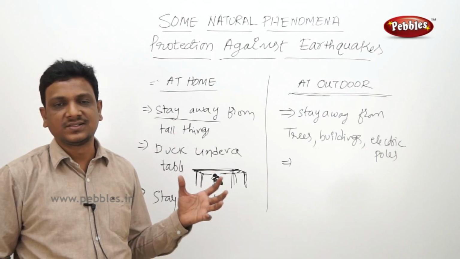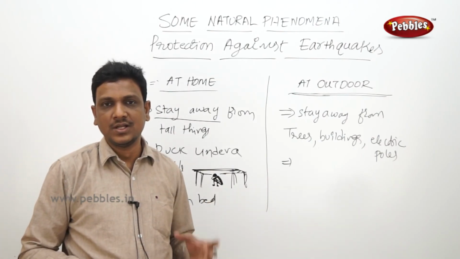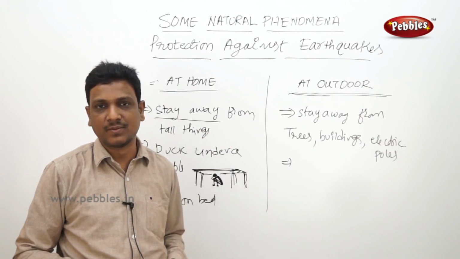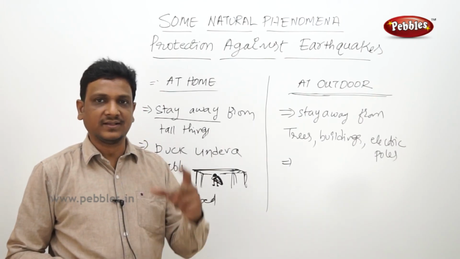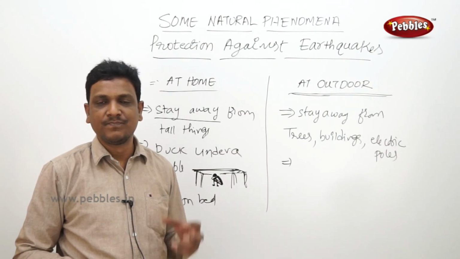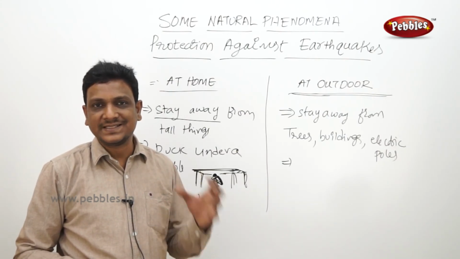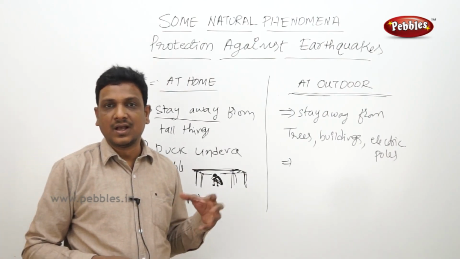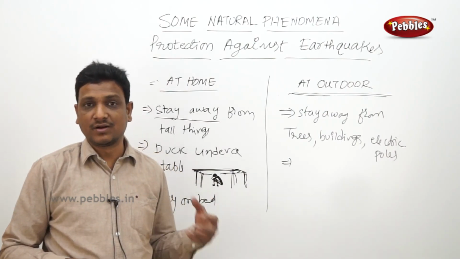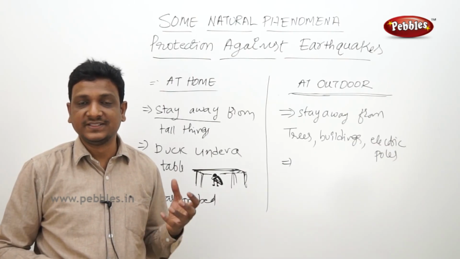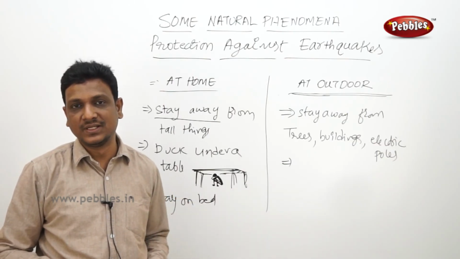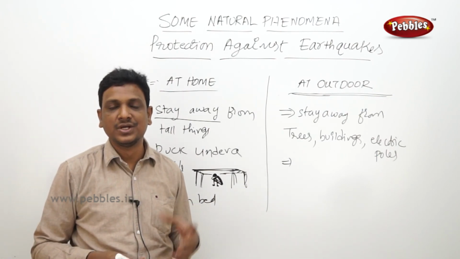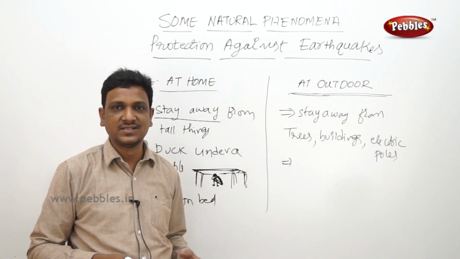So these are some natural phenomena. Two natural phenomena which are destructive and cause damage to life and property are discussed in this lesson. They are lightning and, the second one, the earthquake. In this lesson we have seen what the causes of these natural phenomena are, how they are predicted or measured, what the effects or impact of these natural phenomena are, and what the preventive measures or steps are to be taken to avoid damage by these natural phenomena.